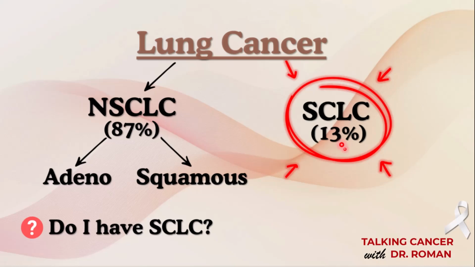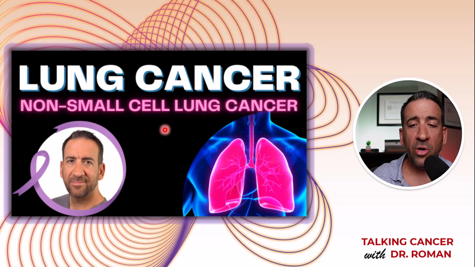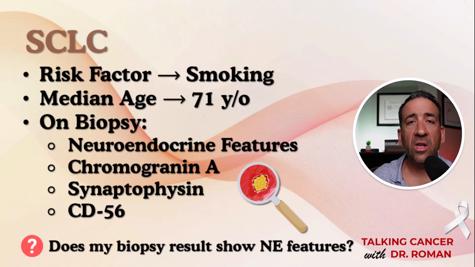Now, if you were told or your pathology result says that you have an adenocarcinoma or a squamous cell carcinoma, then you have a non-small cell lung cancer. And this represents approximately 87% of all lung cancer cases. So the first question to ask is, do you have a small cell lung cancer? Because if you do, then this is the video that you want to watch. But if you have an adenocarcinoma or a squamous cell carcinoma, in other words, a non-small cell lung cancer, then find this video within my channel where I go over everything that I think you need to know about non-small cell lung cancer.